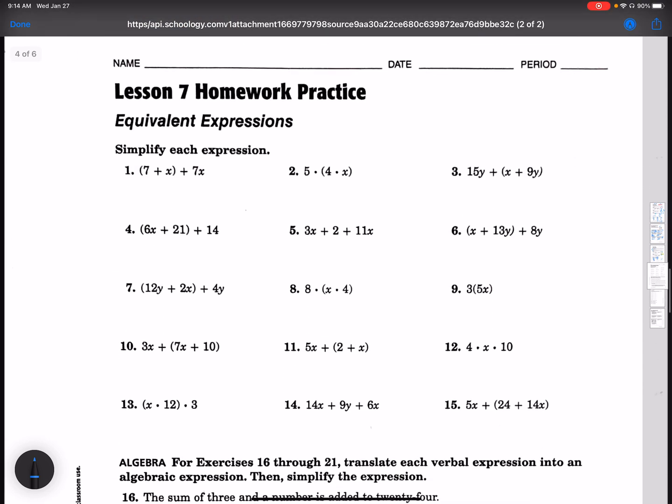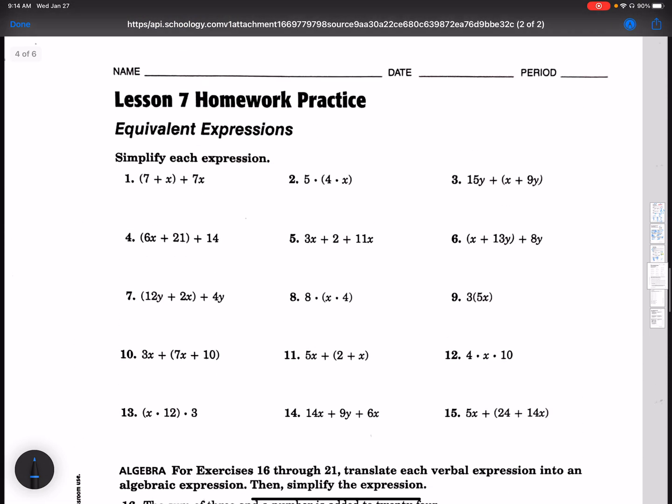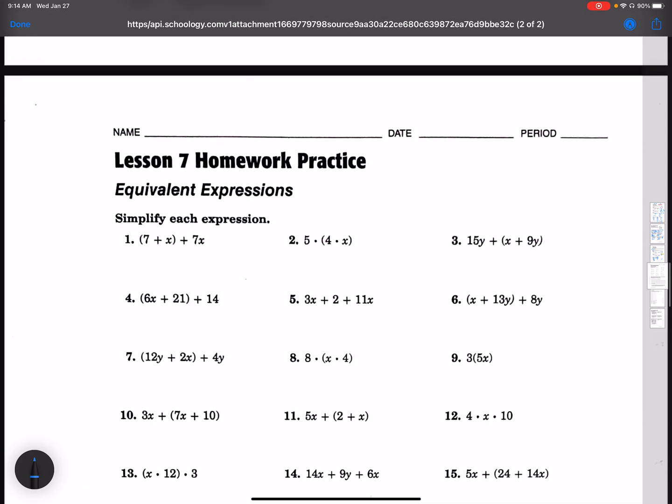And I'm going right to the lesson 7 homework practice. Again, page 101 at the bottom. There are 21 problems. I would like you to do the odds. Now, that means I'm going to start with number 1, but then I'm going to do a majority of the evens. So number 1, simplify each expression.